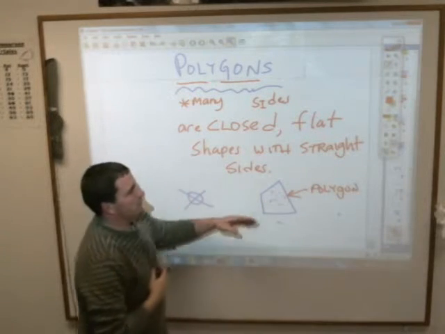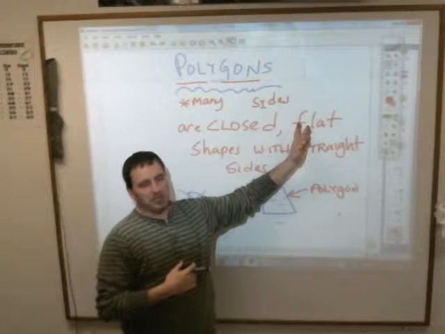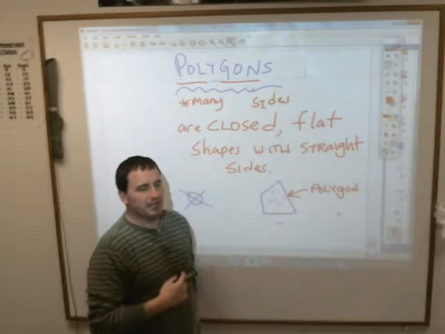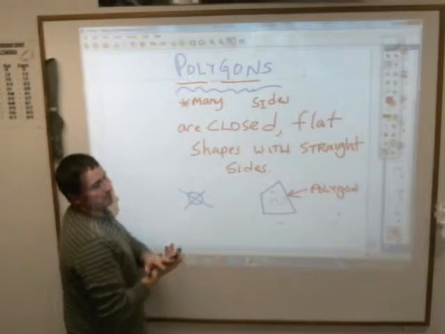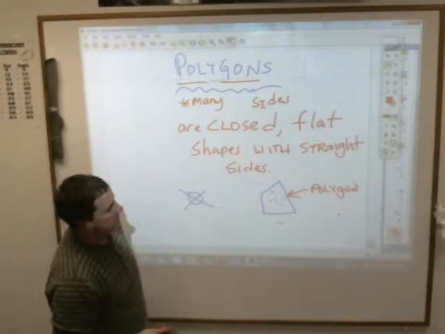And by the word flat, it means it's not three-dimensional. A cube is not a polygon. It has to be flat. A piece of paper is a polygon. Okay?